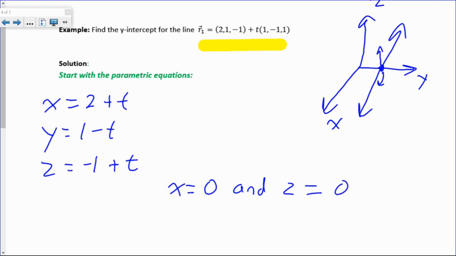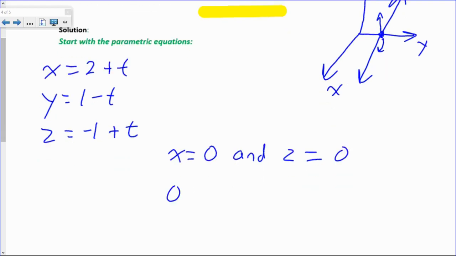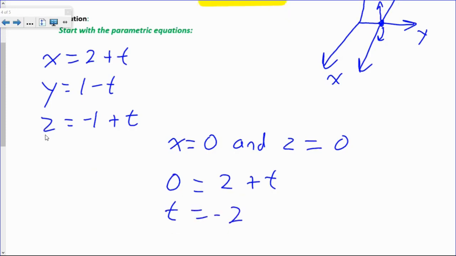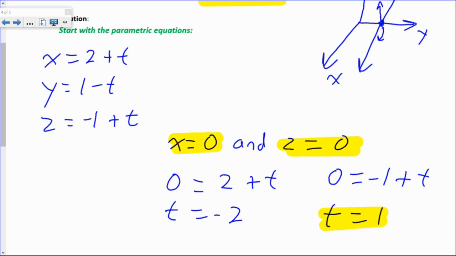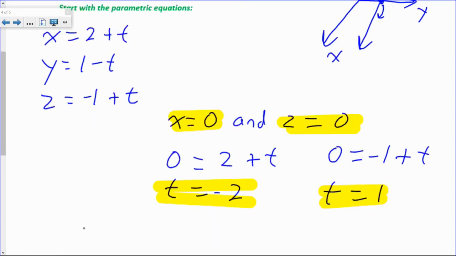Let's start with the idea of x being 0. We get 0 equals 2 plus t. t must be negative 2 in order for x to be 0. If we set z equal to 0, we get 0 equals negative 1 plus t, so t equals 1. In order for z to be 0, t has to be equal to 1, but in order for x to be 0, t has to be equal to negative 2. Well, t can only have one value at one time, so this means that this never happens. There actually is no y-intercept.